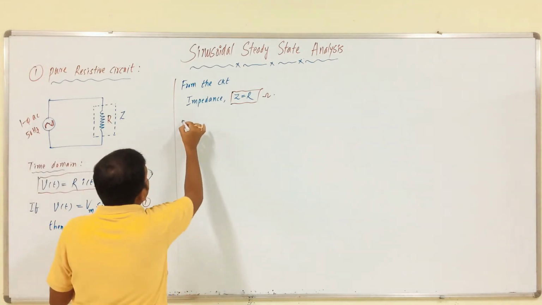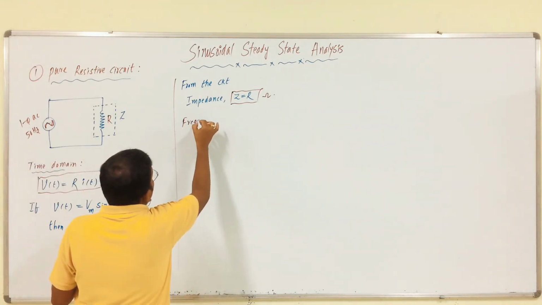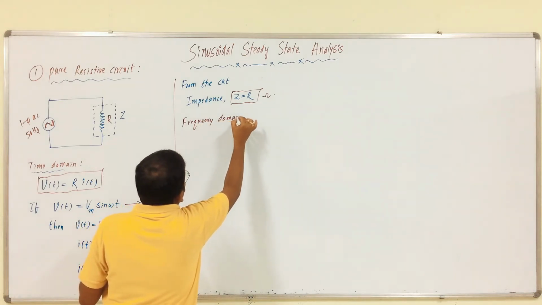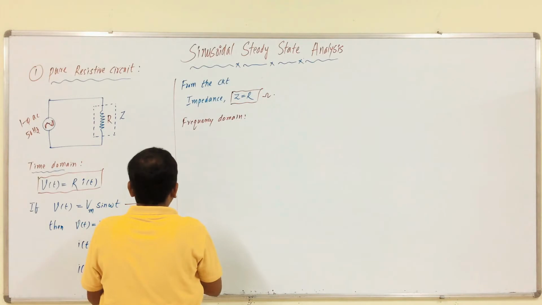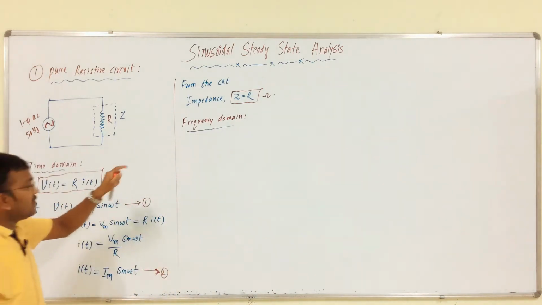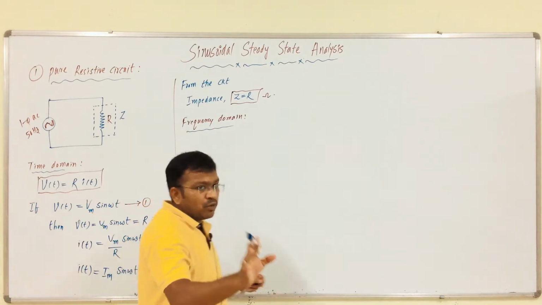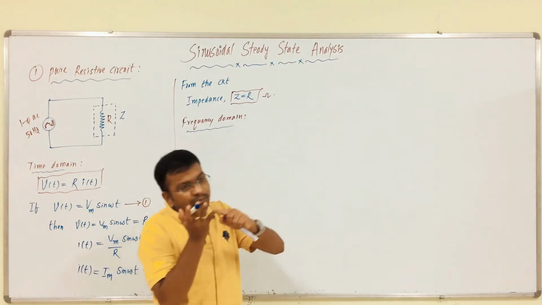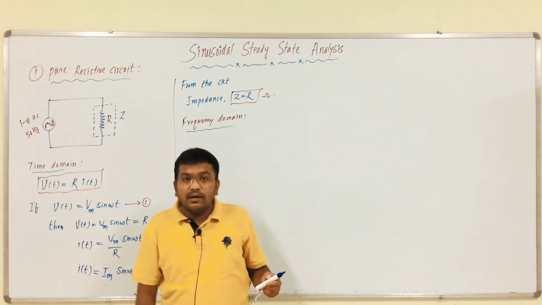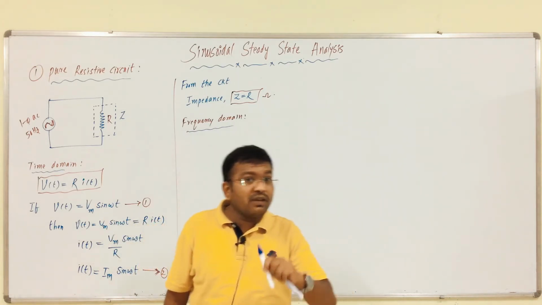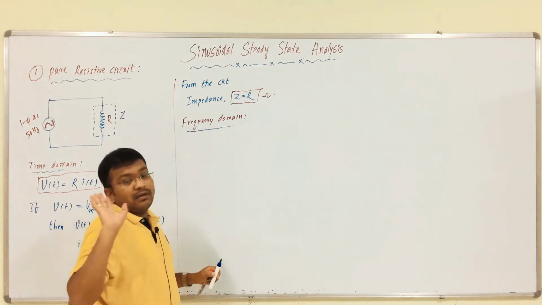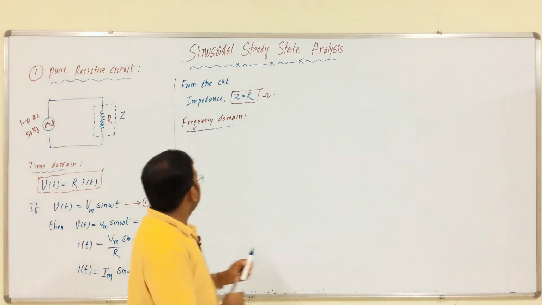Next we will discuss the frequency domain. This is the rectangular form. In the frequency domain we have only polar and exponential form. Clear? So, in the time domain we represent the phasor in rectangular form. Coming to the frequency domain, we represent the phasor in polar as well as exponential form.